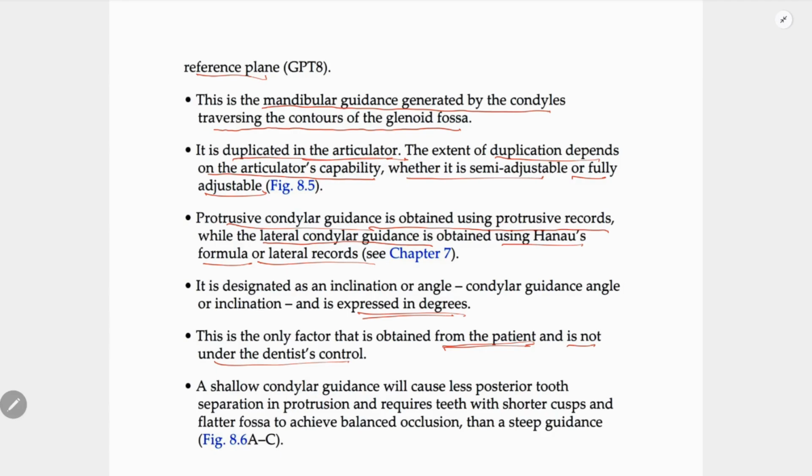First, it is the only factor that is under the patient's control and not under the dentist's control. It is expressed in degrees. Protrusive condylar guidance is obtained using protrusive records, while the lateral condylar guidance is obtained using Hanau's formula or the lateral records. It is duplicated in the articulator. The extent of duplication depends on the articulator's capability. This is the mandibular guidance generated by the condyles traversing the contours of the glenoid fossa. So these are the main points that you will need to mention.